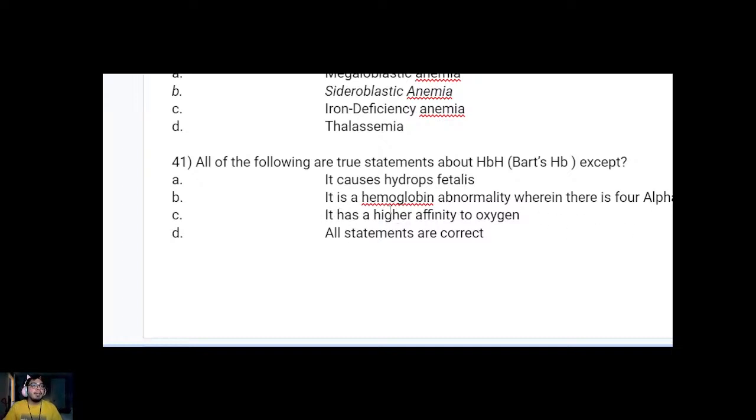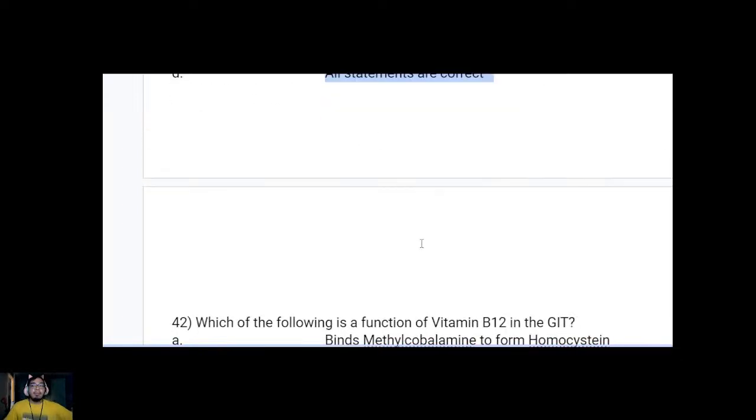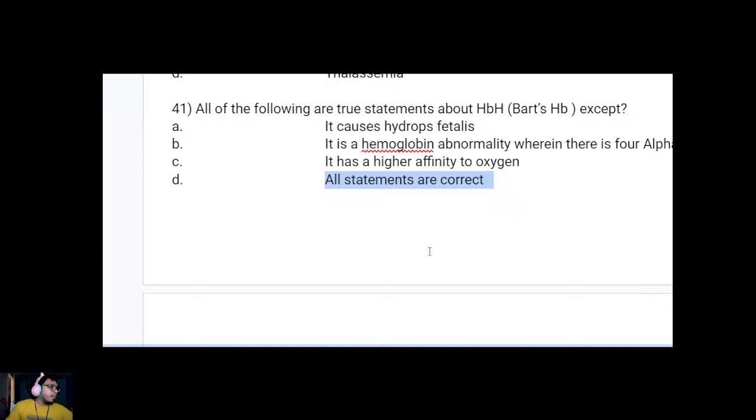It has a higher affinity to oxygen. Yes, all of the statements are correct. So that is the correct answer. Let's see how many people were able to answer that one correctly also. Very good. A lot of people were able to answer that one correctly. Next, let's move on. Malapit na ba tayo? Kayang-kaya yan.